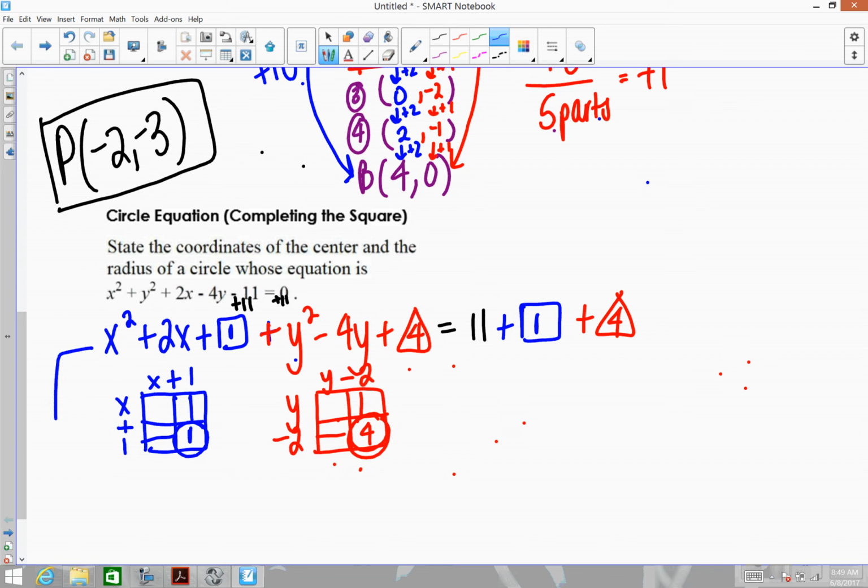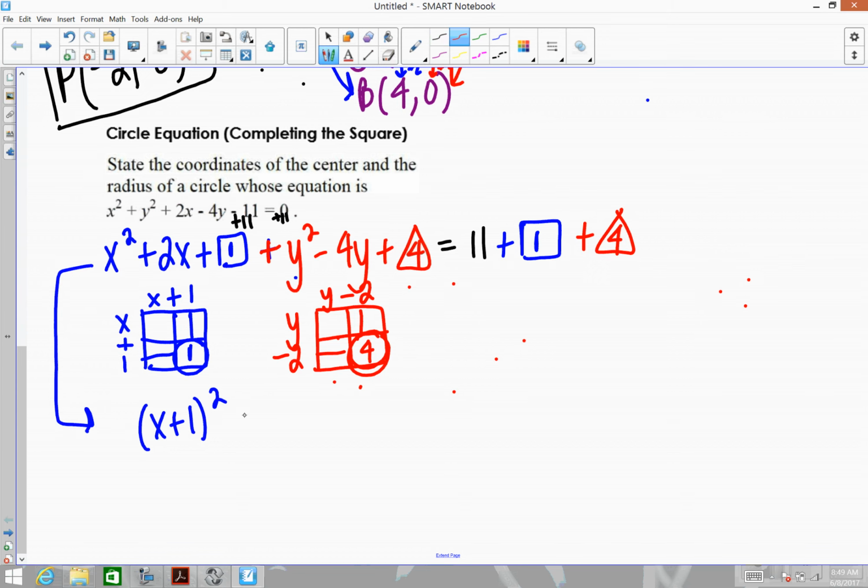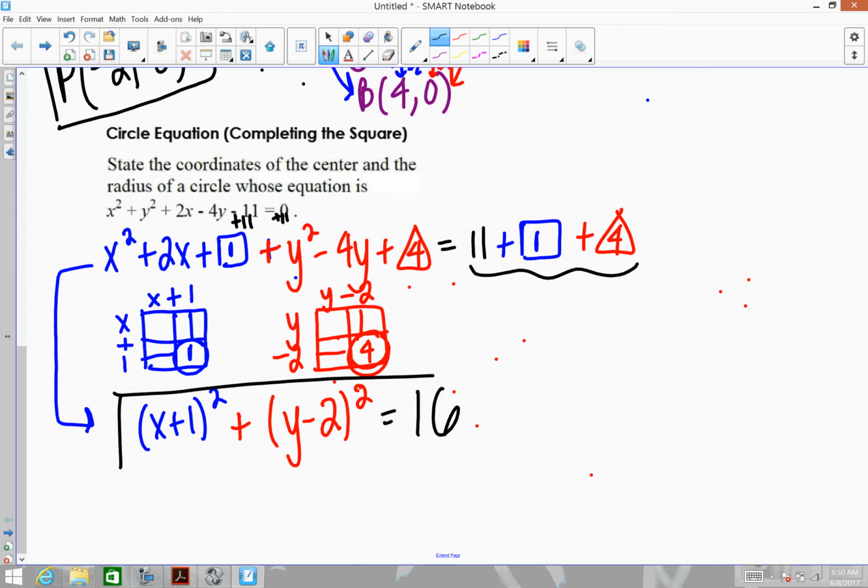So I'm rewriting this, so it's going to be x plus 1 quantity squared plus, and then you do your y's, so y minus 2 quantity squared equals, and then you add these up, so I add those up and I get 16. So I just combine those. So here's the equation of my circle in center-radius form. Notice that it looks like Pythagorean theorem, a squared plus b squared equals c squared.